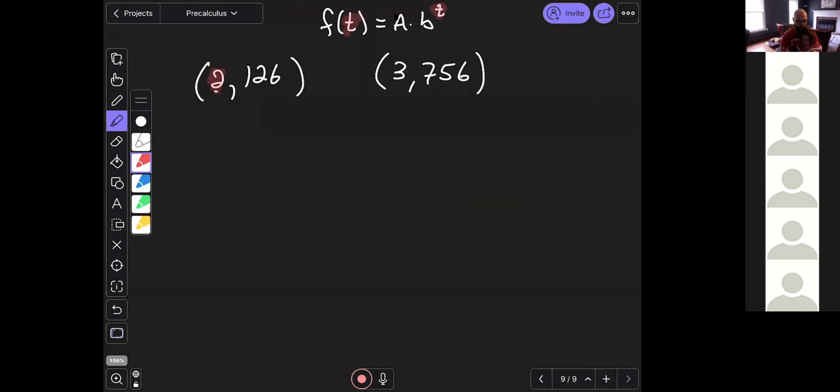Yeah. So our inputs are going to go in for t, and then our outputs are going to be out here. They're going to be our f of t. Okay. So we're going to set up 2 equations, and they're going to look something like this.